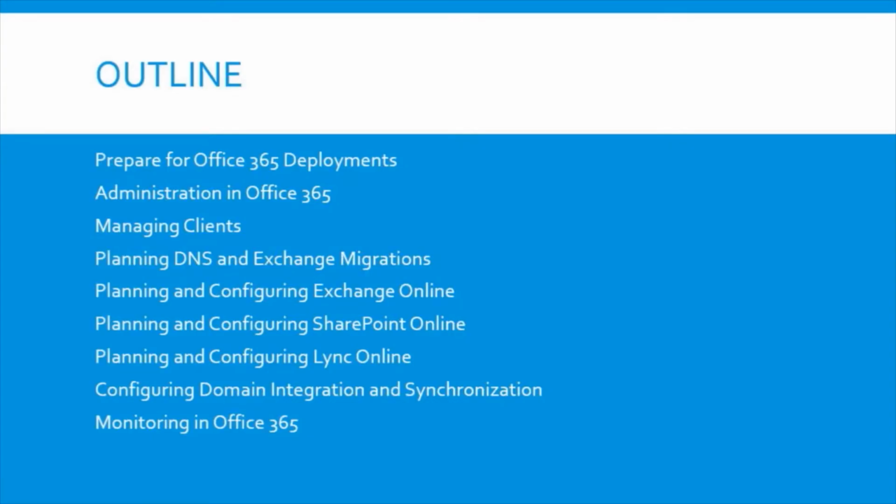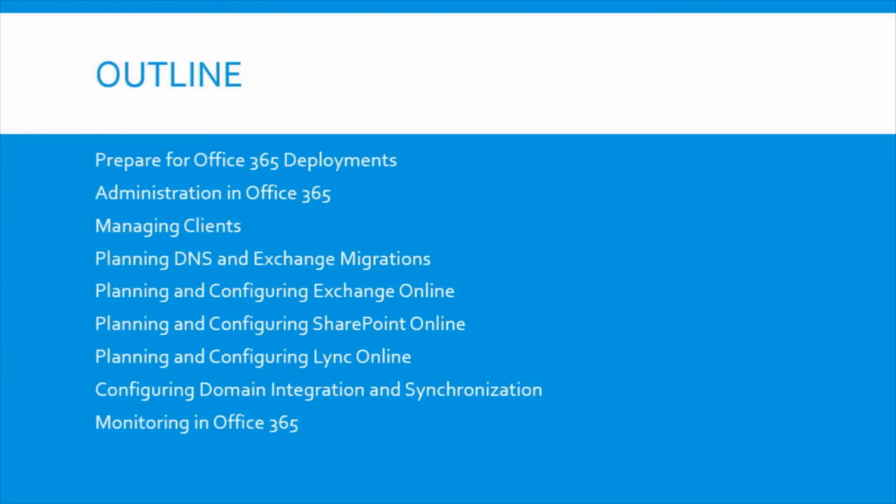Then we'll look at administration, the different management tools like Windows PowerShell, the administrative portal. We'll look at managing various types of clients that exist for Office 365 and how users are going to perceive this system. Our big focus, or one of the big focuses, is going to be Exchange. Usually Exchange is one of the largest parts of the Office 365 deployment. It's generally one of the largest reasons for going to Office 365. In many cases, that's all people think about when they think of Office 365.